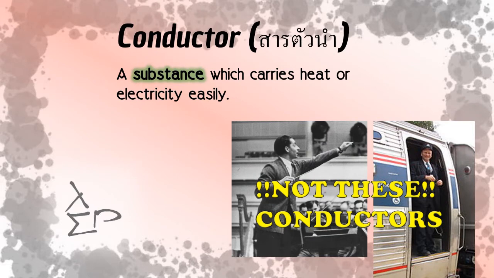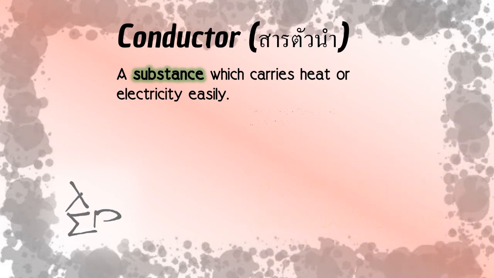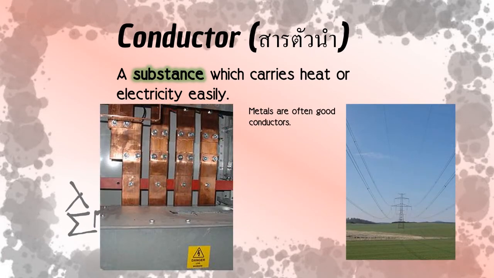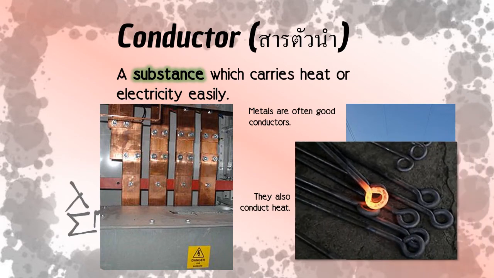Conductor. And let's just point out that this is not a conductor like you might find on a train or in an orchestra. A conductor in science is a substance that carries heat or electricity very easily. Metals are usually the best conductors. Copper or even gold is often used in electrical wires. And if you have ever left a spoon in a cup of hot tea, then you know that a metal like stainless steel or iron conducts heat very well.